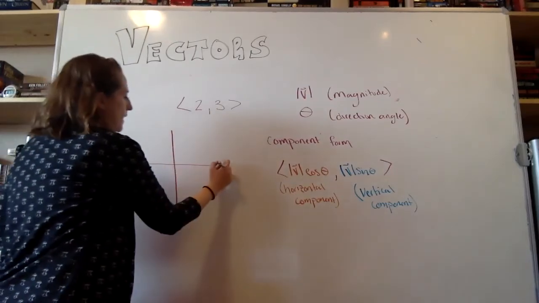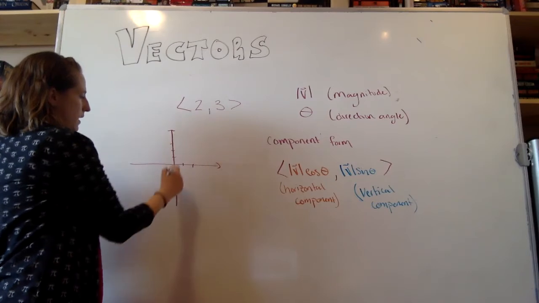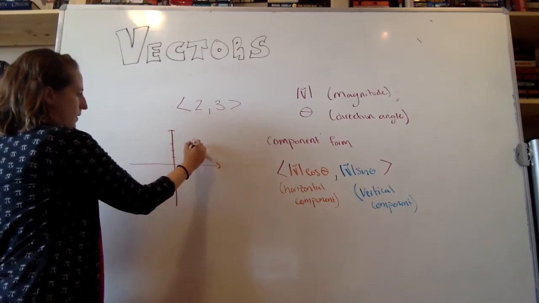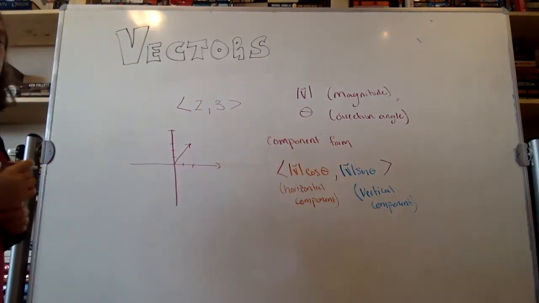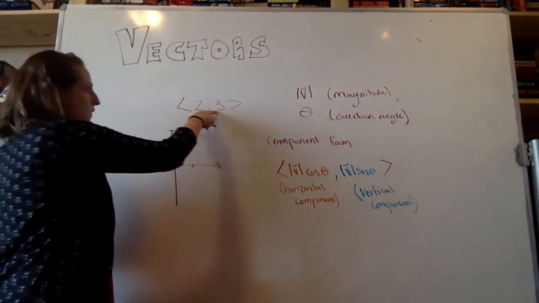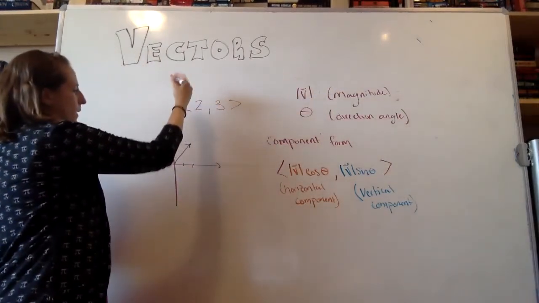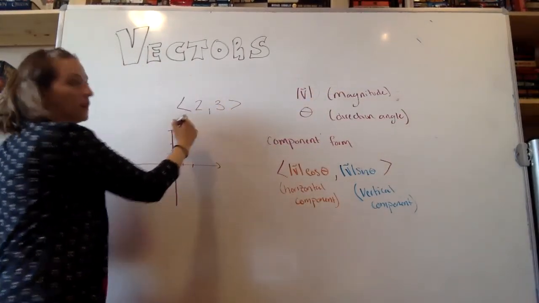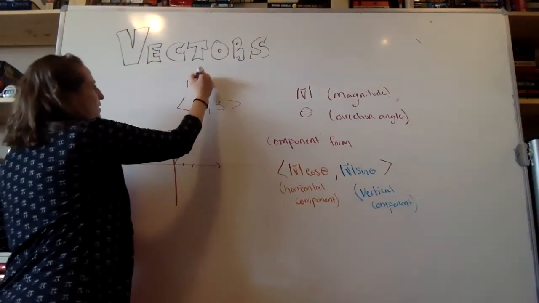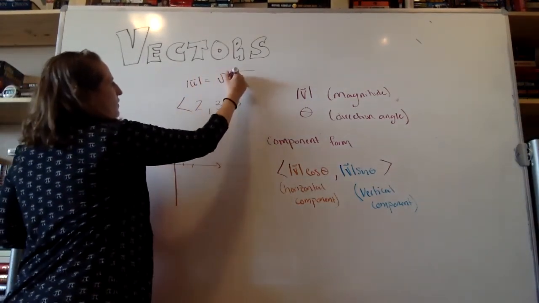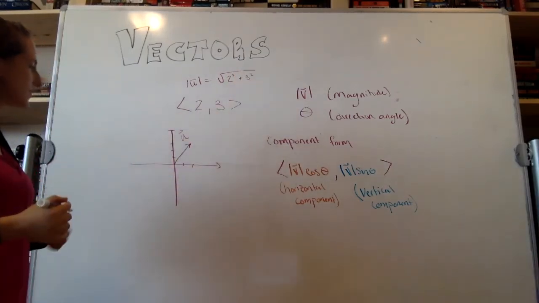Well, let's sketch this vector real quick. So 1, 2, 1, 2, 3. So I'm going horizontally 2 and up 3. So here is this vector. So how do we go from these two things to these two things? Well, remember, the magnitude is fairly straightforward. I'm going to call this vector u. To get this magnitude, we do the square root of the horizontal component squared plus the vertical component squared. Okay, that gives us our magnitude.